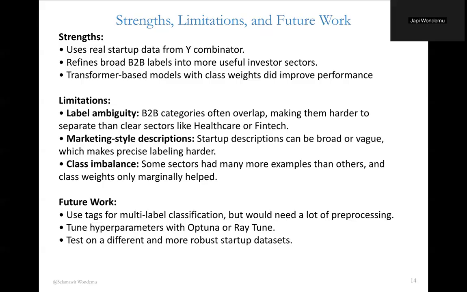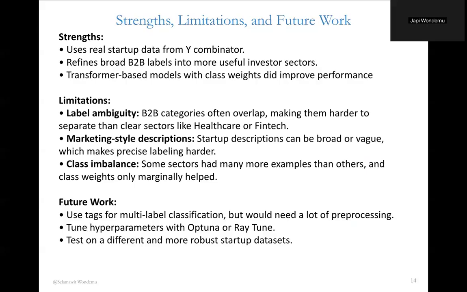Now, the main limitation I found was label ambiguity, as we talked about. B2B categories often overlap, making them harder to separate than clear sectors like healthcare or fintech. We're also seeing a lot of startup descriptions with marketing-style language, meaning descriptions can be broad or vague, which makes precise labeling harder. And as we have several times discussed, some sectors had many more examples than others, and class weights only helped marginally.